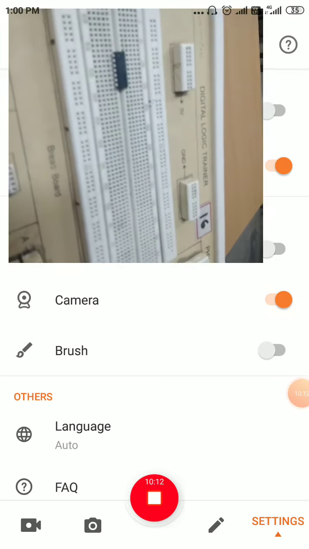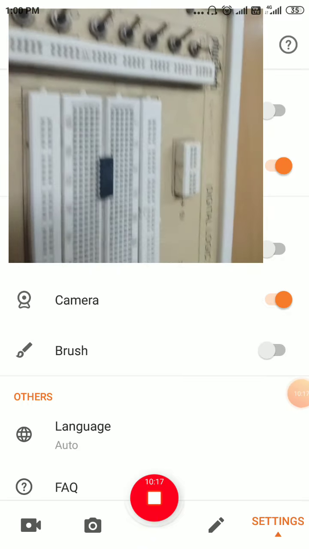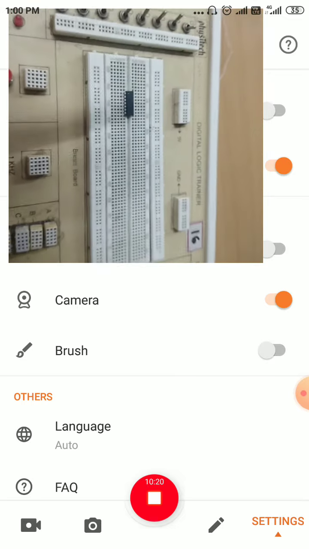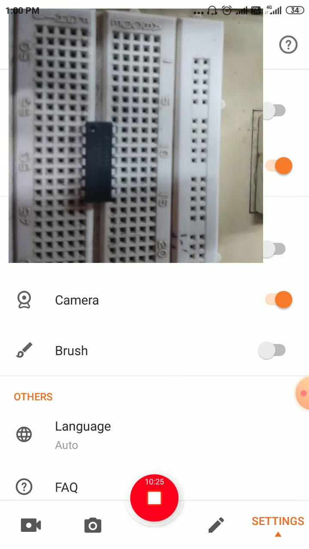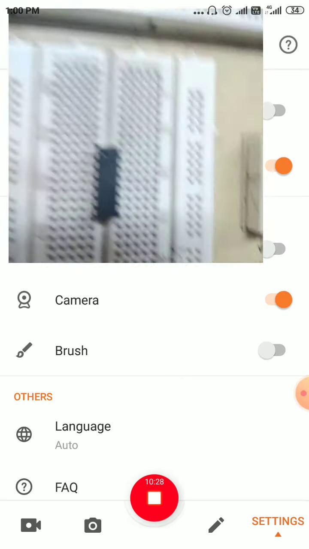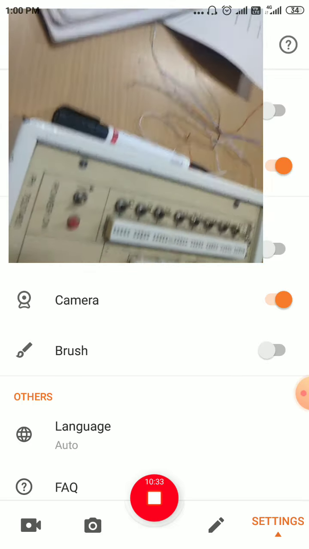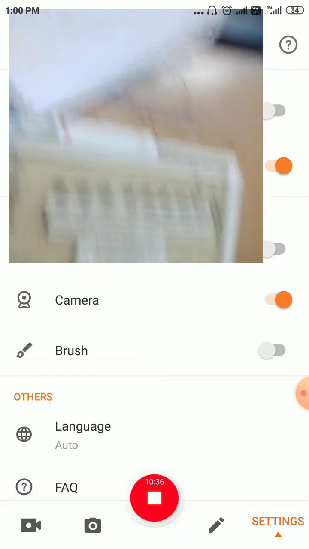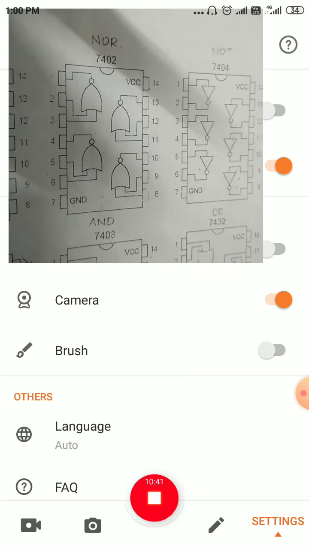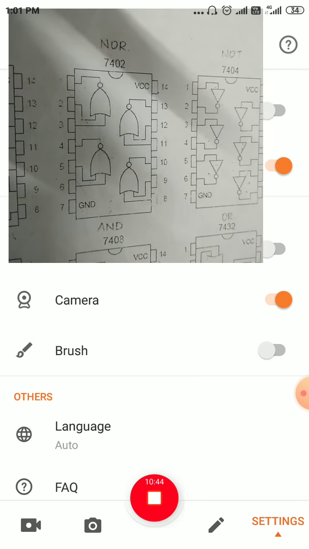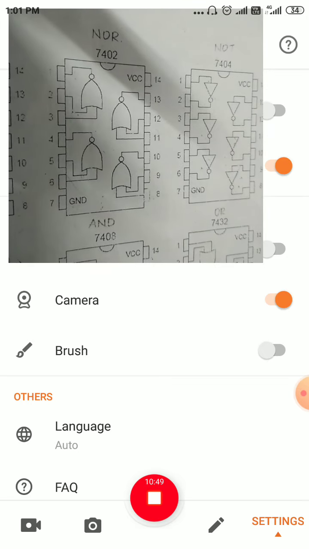Now I am explaining how we connect the NOR gate on the breadboard. Here is the breadboard. It is a 7402 quad IC consisting of 14 pins. This is the pin diagram for the 7402 IC. It consists of 4 gates, that's why we call it a quad 7402 NOR gate IC.